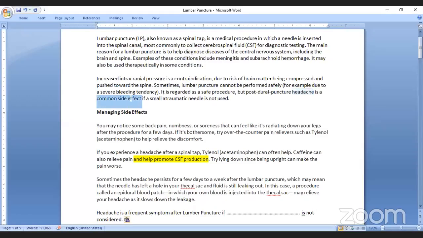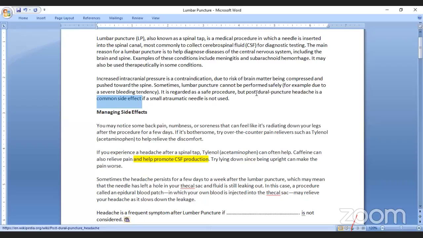The other keyword is common side effects. What synonym am I using instead of common side effect? Frequent symptom. I'm not using side effect, I'm just using symptom. Instead of common, I am using frequent. Because side effects are overall symptoms. For example, if I experience pain, it is a symptom. If I have vomiting, this is a symptom. It could be a side effect, but overall it is a symptom. So I am using a similar word. So frequent symptom after lumbar puncture, okay.